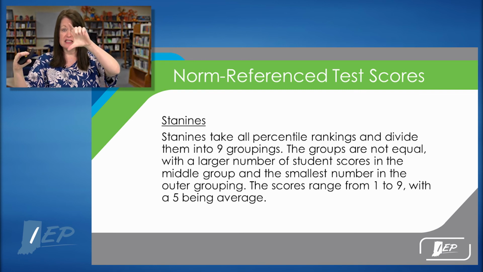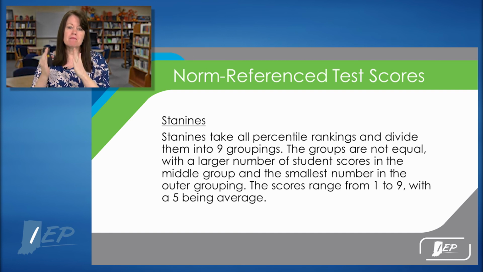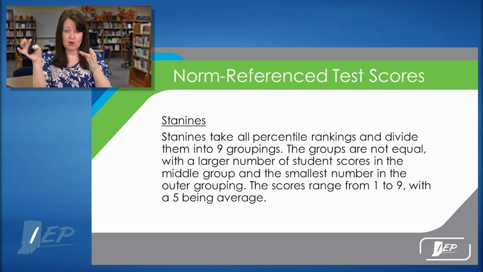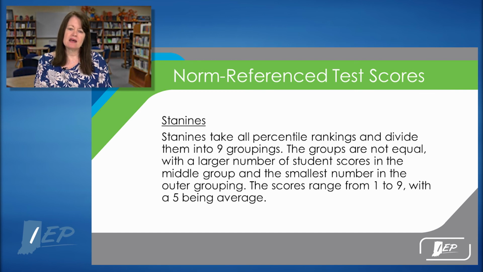If you chunk things into 9 different groups, the amount of students in that grouping is going to vary from group to group. The scores range from 1 to 9 and 5 is average. So again, you're going to have more falling in those middle numbers and fewer kids in the 9th group and the 1st group. So again, it's just giving us another way to look at where a student falls in comparison to other students.